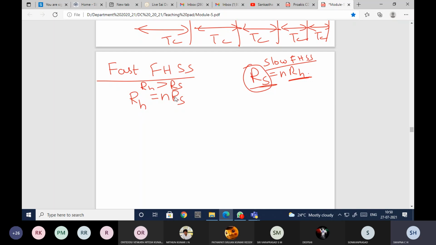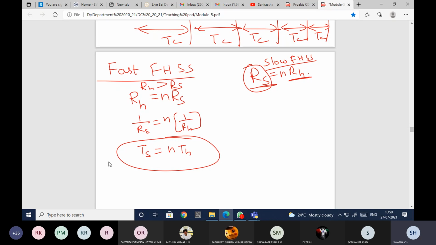Okay, here to understand this properly, I'll just go to the time domain. I'll just cross multiply. So I'll have 1 by RS, which is equal to n into 1 by RH. So 1 by RS is nothing but TS is equal to n into TH. Okay, so if you just observe here, I'll get TH is equal to n times TS.